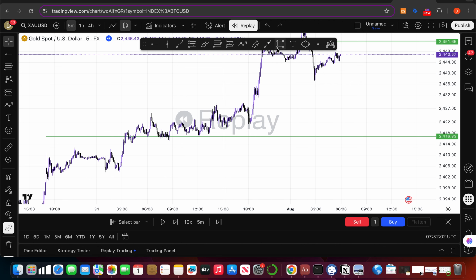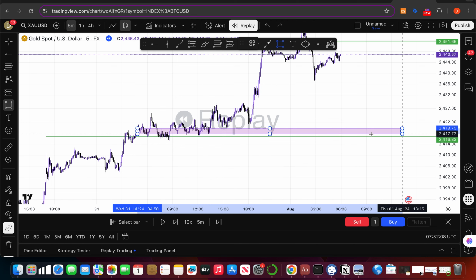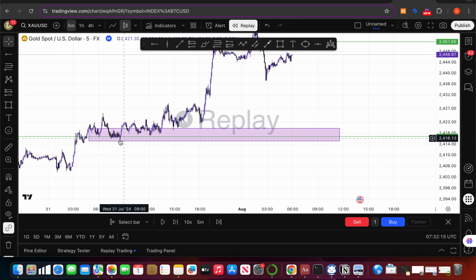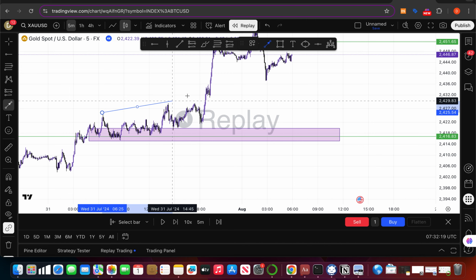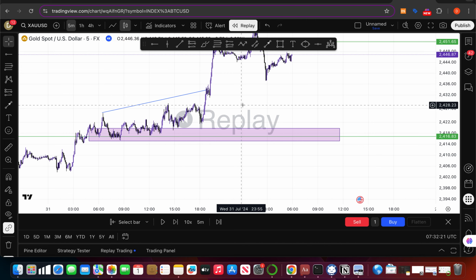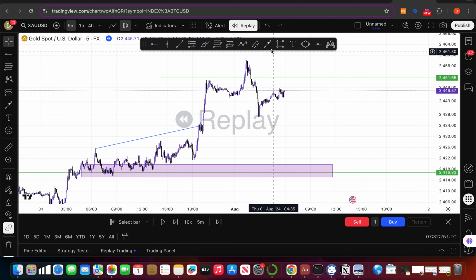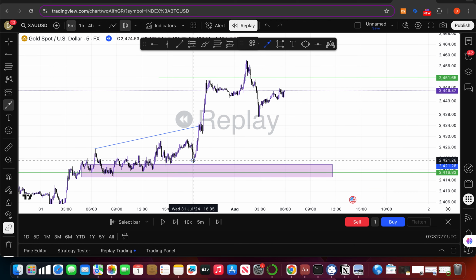Okay, so let's assume yes, our structural liquidity and protected low will be down. This will be a protected low. Then this will be our break of structure. So then this will be our liquidity sweep.